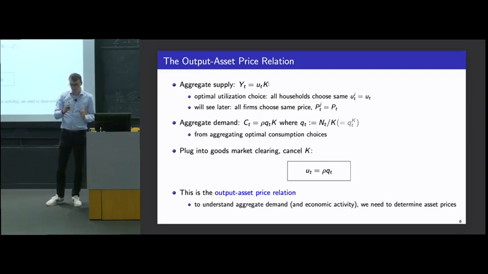Q is the total net worth to capital ratio, and QK is the capital price. In this model, they are the same. But later on, they will not be the same. Okay, that comes from aggregating individual choices.